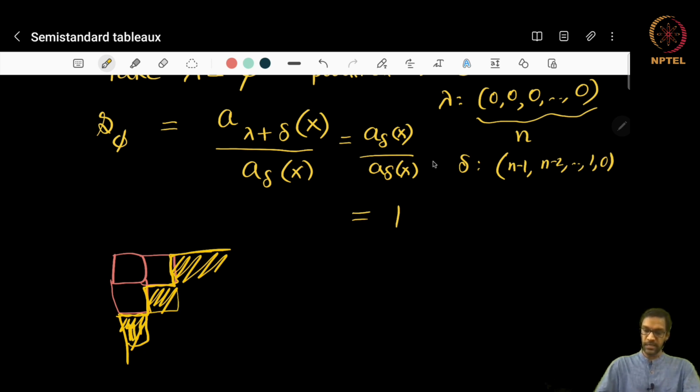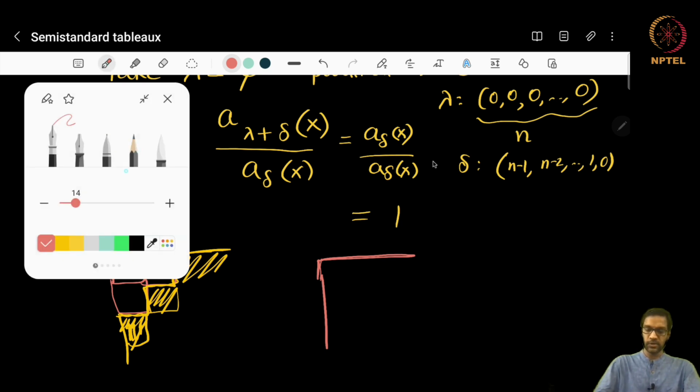Now if your partition is empty, then what are you looking at? Well, the boundary is just these two bounding lines, that's all. Right? It's just the empty partition. So now what is the horizontal shadow?